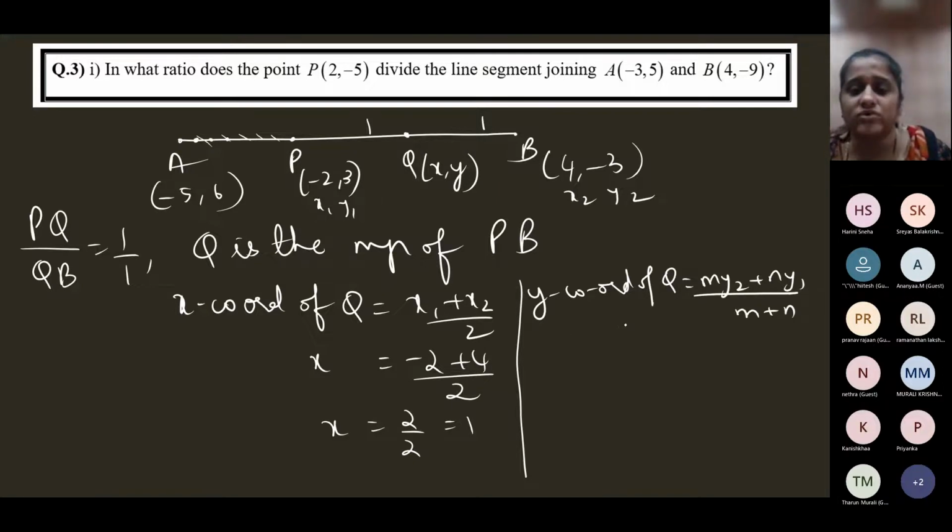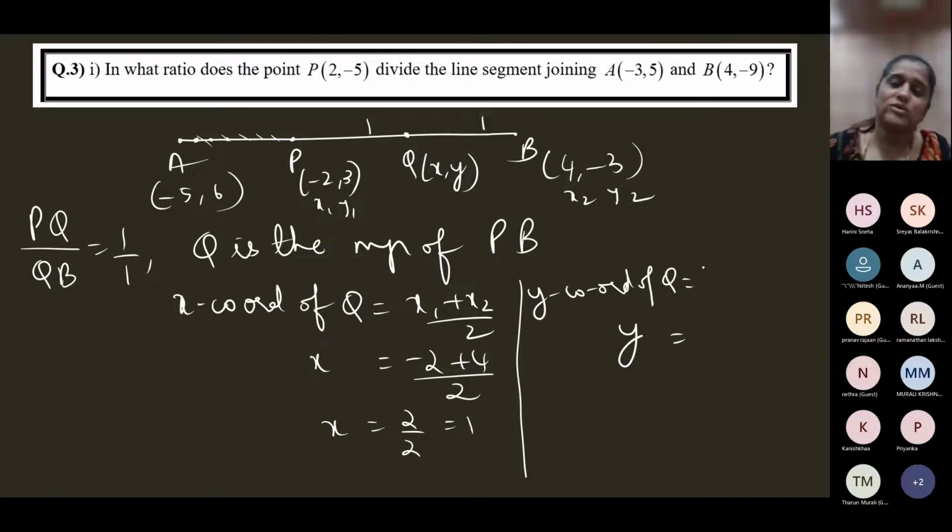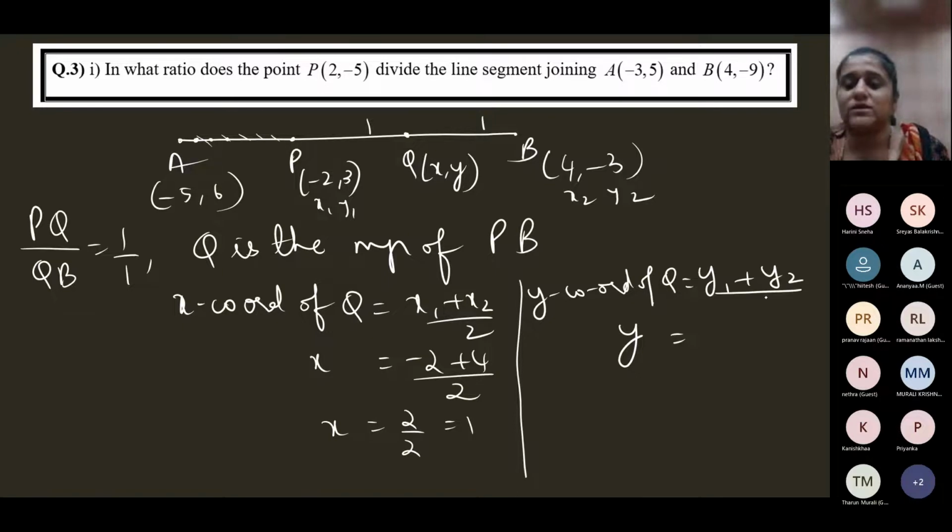So the y coordinate of Q is y, which we called y equal to... sorry, it is y1 plus y2 by 2. Even if you use my2 plus ny1, you will get the same answer. That is what simplifies to y1 plus y2 by 2.